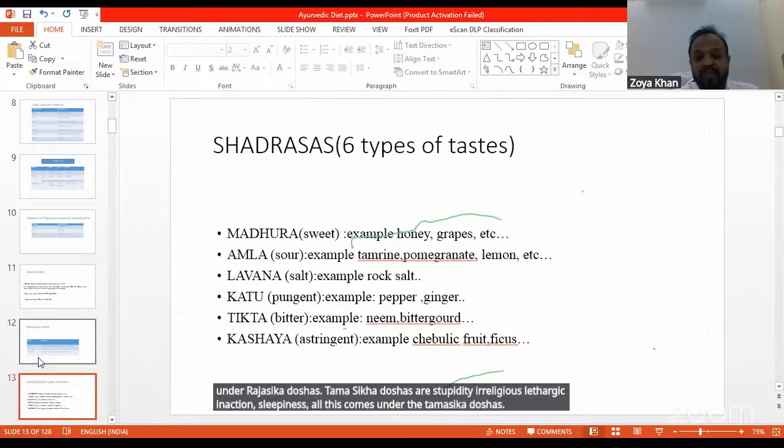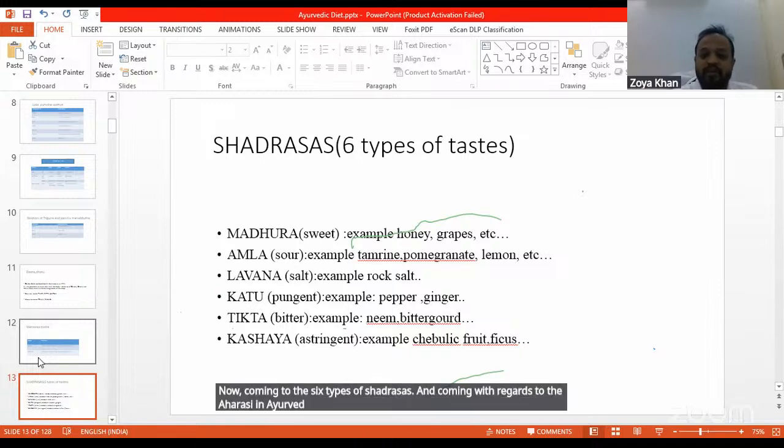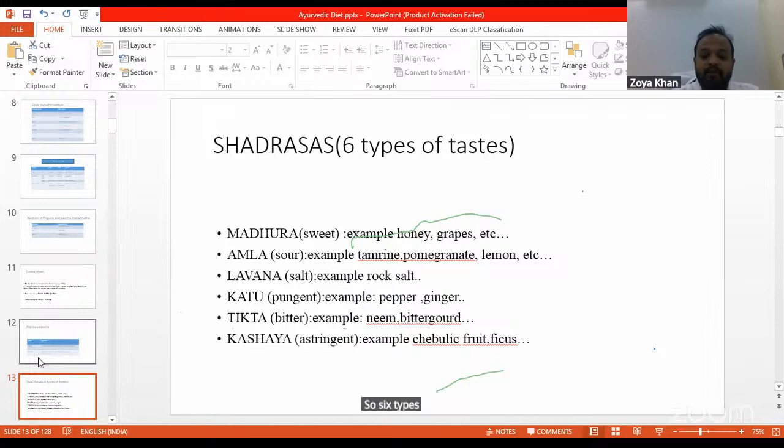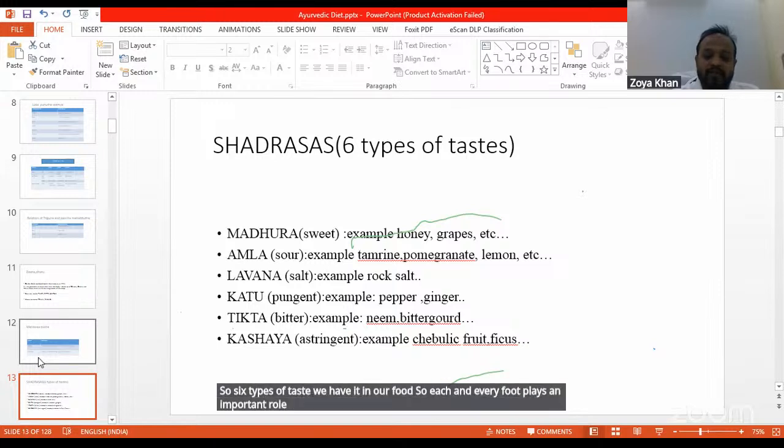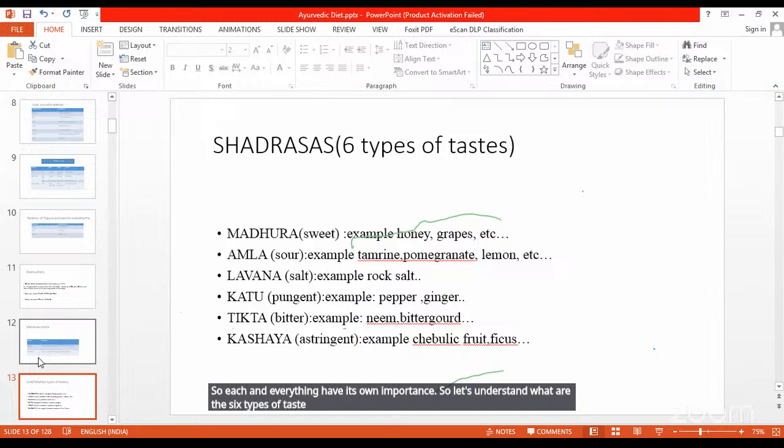Now, coming to the six types of Shadrasas, with regard to the Ahara. In Ayurveda, many people are from Ayurveda and many are even from a general background. So for them, just to make you understand, these are the Shadrasas, which are six types of taste. We have six types of taste in our food. Each and every food plays an important role in our daily lifestyle. Each and everything has its own importance. Let's understand what the six types of taste are. They are Madhura, Amla, Lavana, Katu, Tikta, Kashaya.